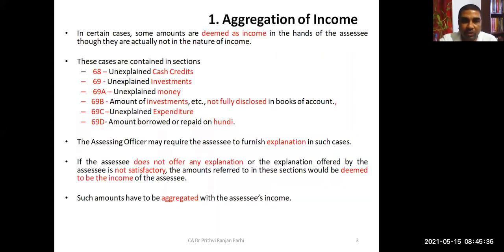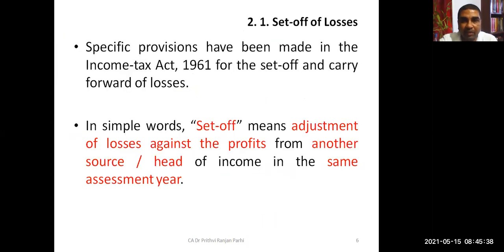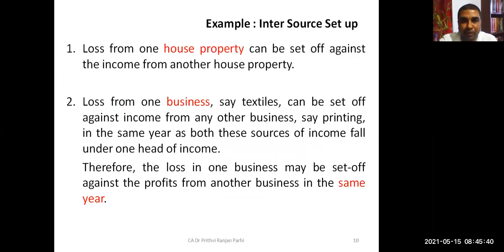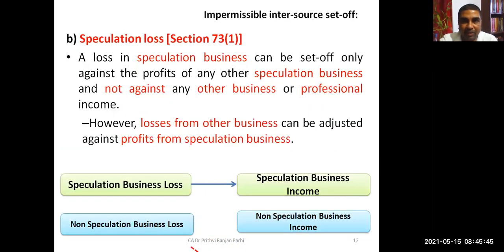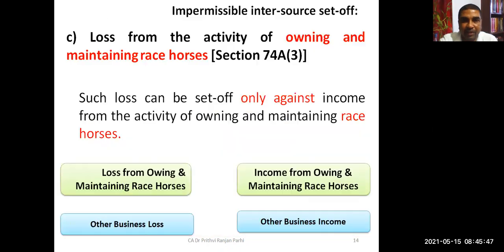So the concept of aggregation of income we had covered. Then what is setup and what is carry forward of losses, that various kinds of setup, intersource, interhead, etc. we had covered earlier.